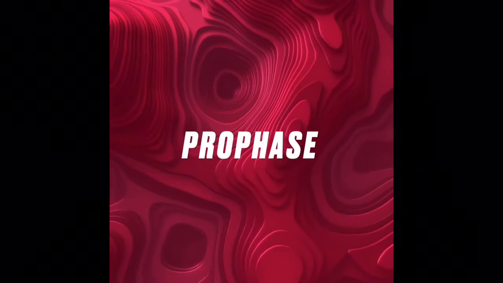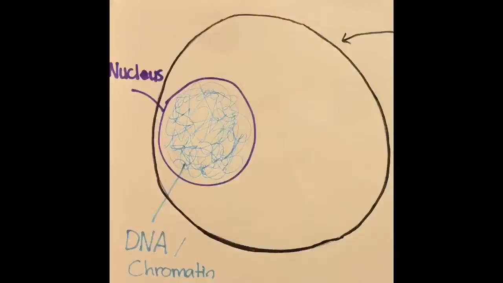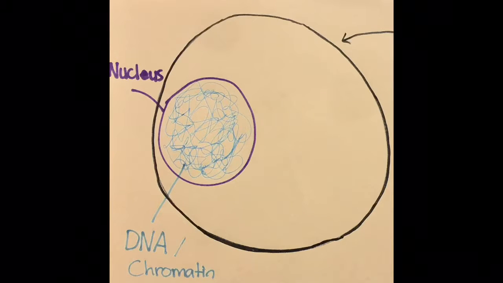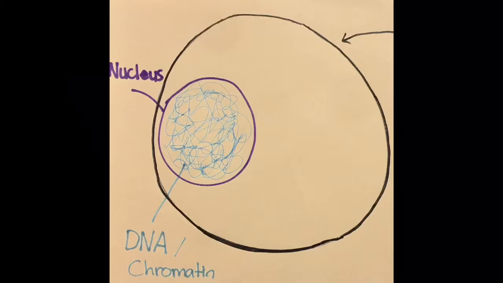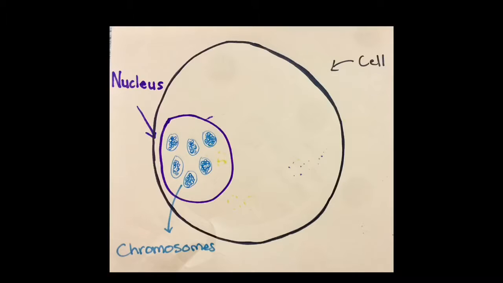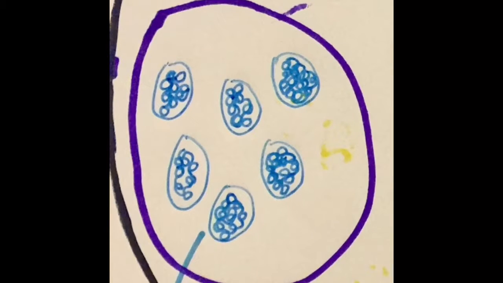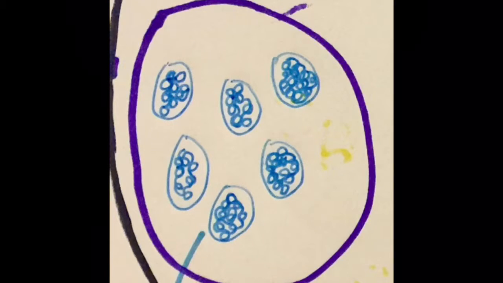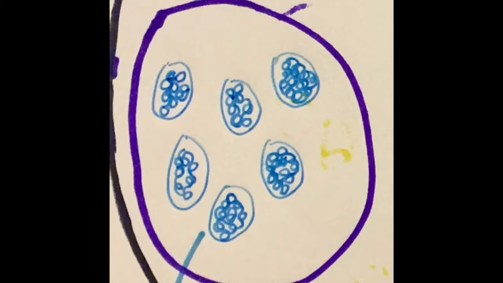Prophase is the first and longest phase in mitosis. In the beginning of prophase, you have a cell doing its normal cell things. In the nucleus, you'll see the DNA, also known as the chromatin, which is just a bunch of jumbled up DNA inside of the cell. During prophase, the chromatin in the cell condenses into chromosomes, which are DNA wrapped around proteins and organized. And the nuclear envelope, or the nuclear membrane, begins to dissolve.